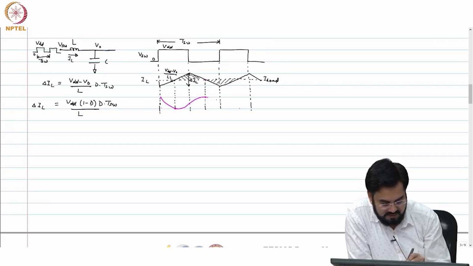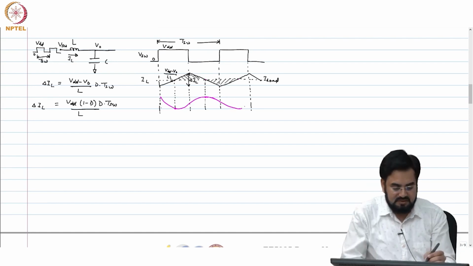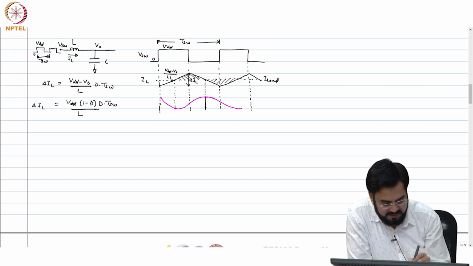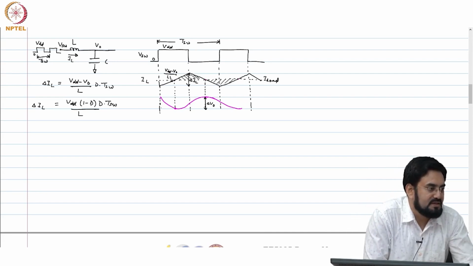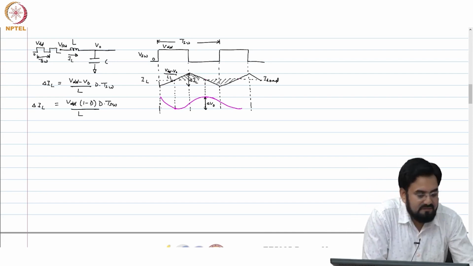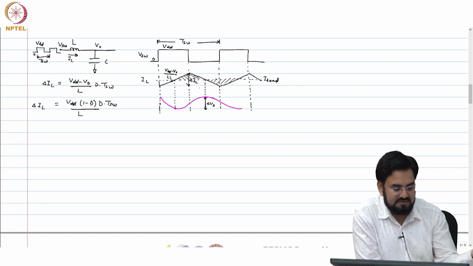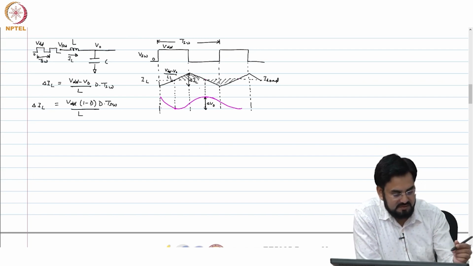Then you come here, okay. So, this is your peak to peak output voltage ripple. So, how can I find this? One way is to integrate it and find it, put the limits, you know the period in terms of duty cycle, and you can do it. So, that is one straightforward way.